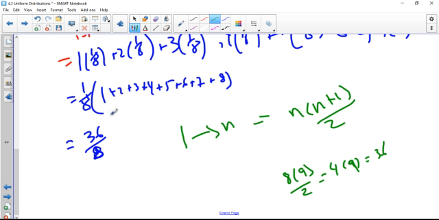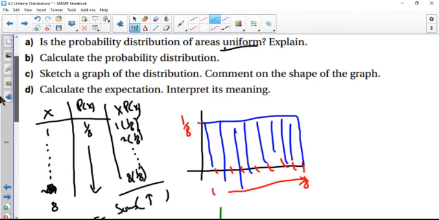So if I'm adding numbers 1 through 9, I can use the short form of n times n plus 1 over 2, where n is the highest value. So then we get 36 over 8, which is 4 1/2. So it'd be 32 and 4 over 8. So we're going to get 4.5. So therefore our expected value is 4 1/2.